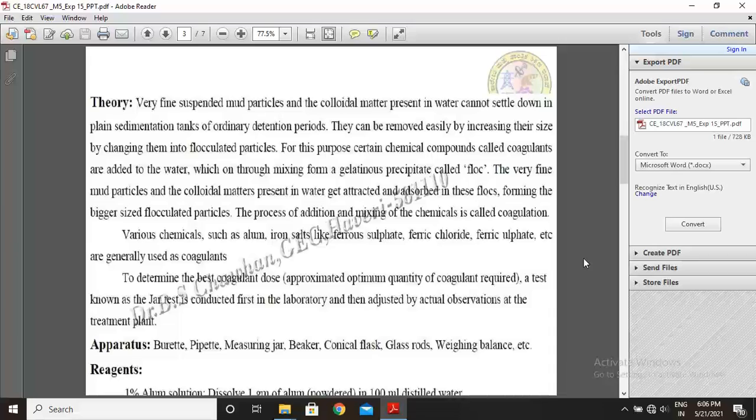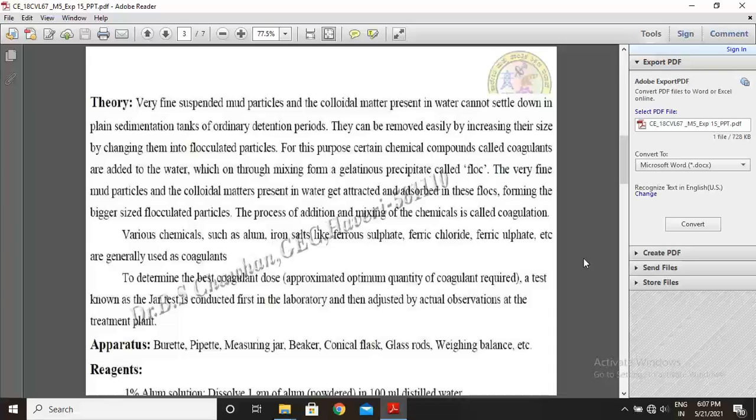For this experiment, which apparatus are required? Here listed: burette, pipettes, measuring jar, beaker, conical flask, glass rods, weighing balance, etc. So these are the apparatus required to execute this experiment.